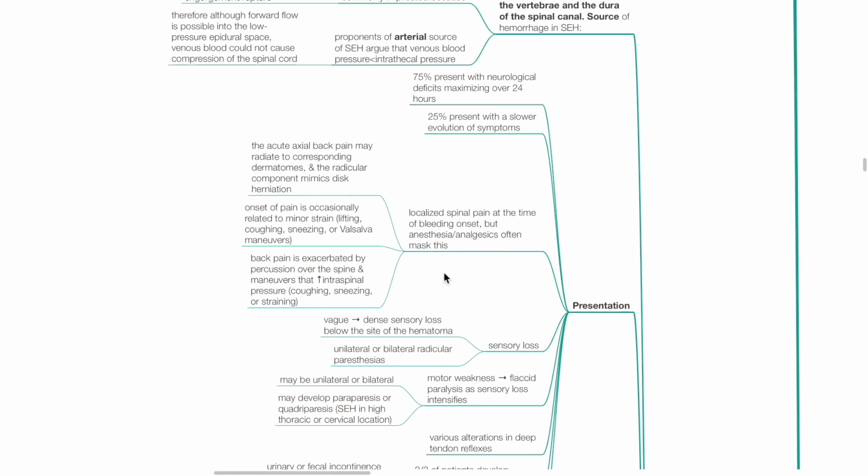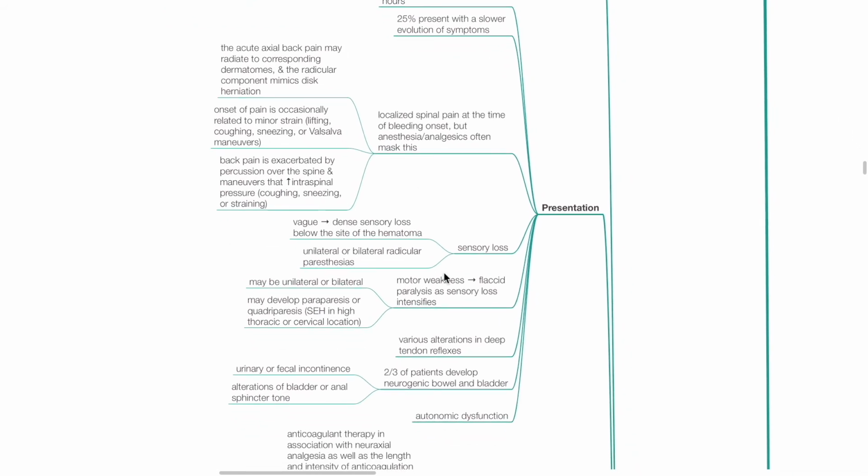The acute axial back pain may radiate to corresponding dermatomes, and the radicular component may mimic disc herniation. The onset of pain is occasionally related to minor strain such as lifting, coughing, sneezing, or Valsalva maneuvers. Back pain is exacerbated by percussion over the spine and maneuvers that increase intraspinal pressure, such as coughing, sneezing, or straining. Sensory loss may be vague and proceed to dense sensory loss below the site of the hematoma.